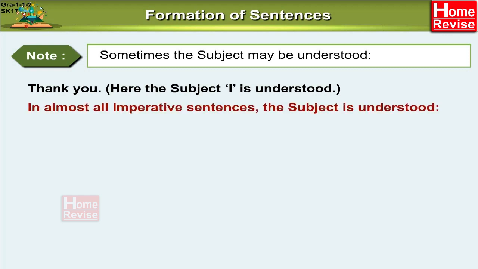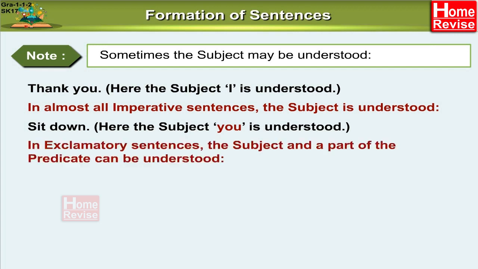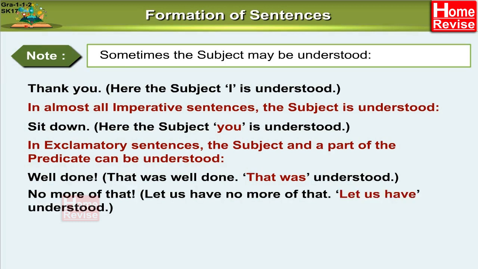In almost all imperative sentences, the subject is understood. Sit down. Here the subject, you, is understood. In exclamatory sentences, the subject and a part of the predicate can be understood. Well done. That was well done. That was is understood here. No more of that means let us have no more of that. Here, let us have is understood.